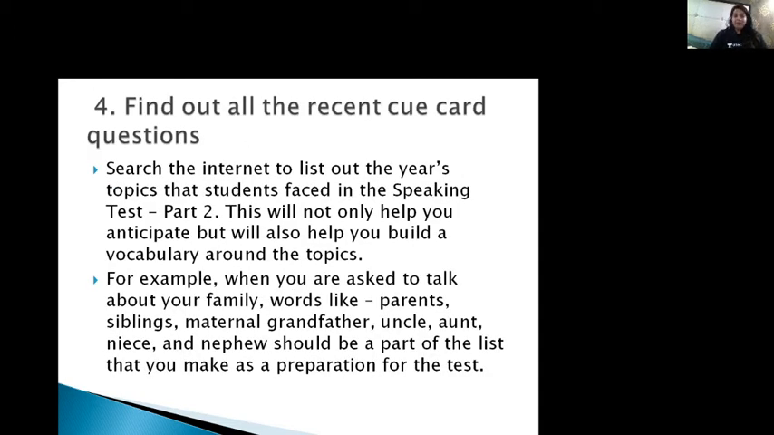Number 4, find out all the recent cue card questions. And I'm waiting for some questions to pop in so that we can discuss the answers, and discuss the doubts side by side. So many people seem to be online, so I really want everyone to quickly come up with different doubts and question answers, and let's make this class more and more interactive.